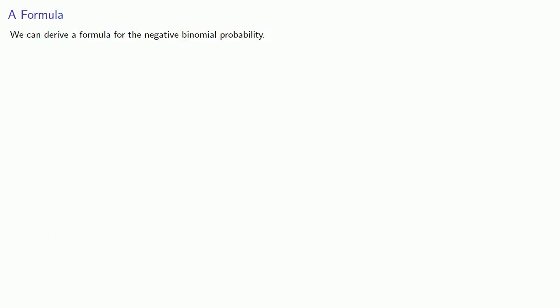Now we can derive a formula for the negative binomial probability. But it's actually easier to reason your way through it, and there's less chance of making a mistake somewhere along the way.